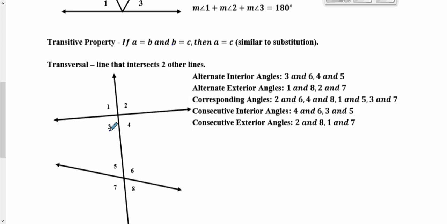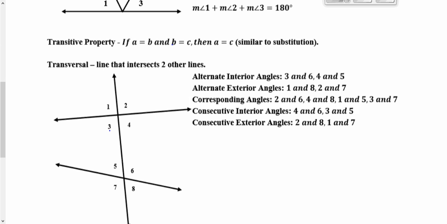So angle 3 would correspond, if we did a translation, to angle what? 7. Get the idea, right? How about angle 2? What would that translate to? 6, right? You get what I mean? Angle 1 would be corresponding with what? 5. And then 4 would correspond with 8. You get the idea? So those are corresponding angles if you think of it as a translation, because in translation we talk about corresponding angles, right?